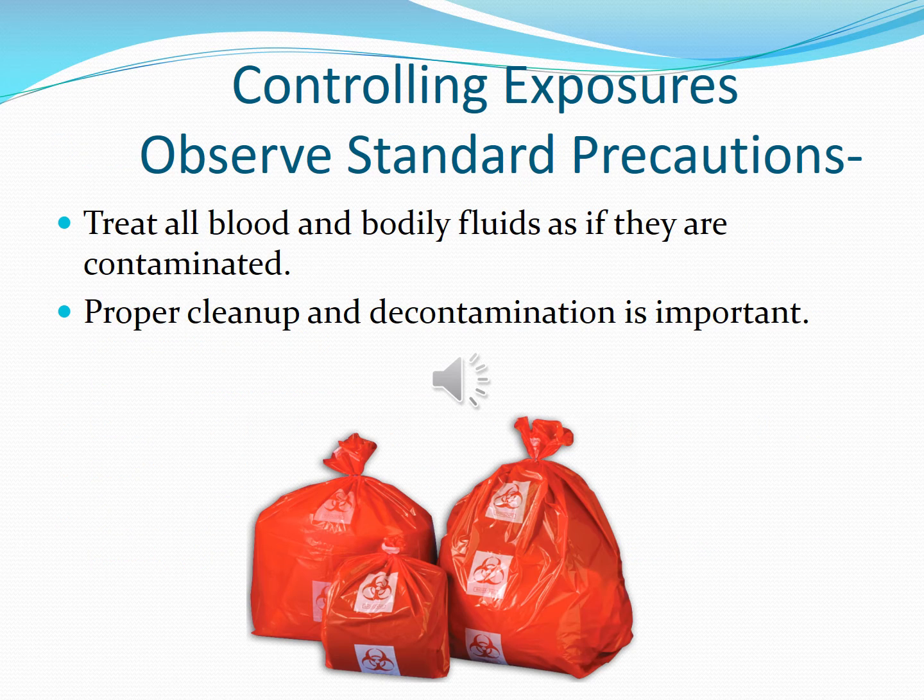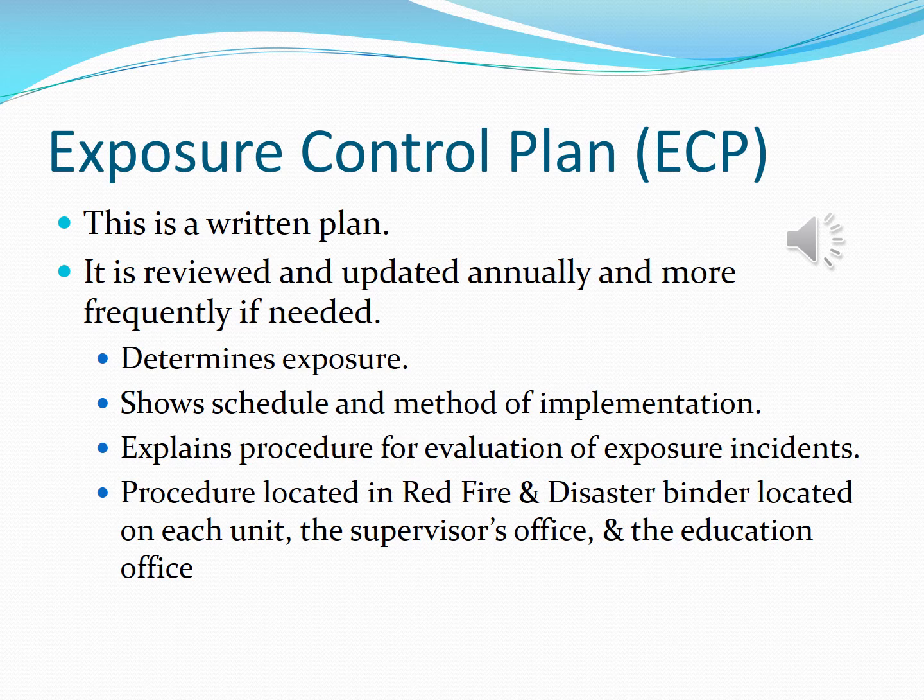Controlling exposures. Observe standard precautions. Treat all blood and bodily fluids as if they are contaminated. Proper cleanup and decontamination is important. The Exposure Control Plan, or ECP, is a written plan that is reviewed annually or more frequently if needed. This determines exposure, shows the schedule and method of implementation, and explains the procedure for evaluation of exposure incidents. This procedure is located in the red Fire and Disaster binder located on each unit, in the supervisor's office, and the education office.